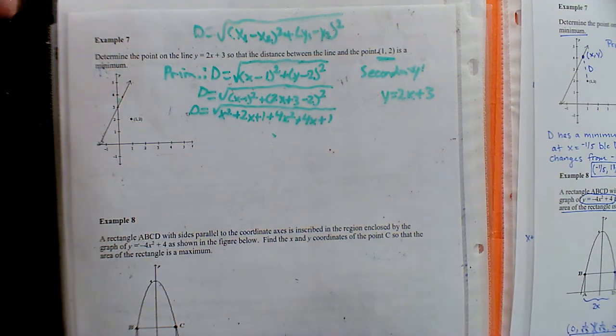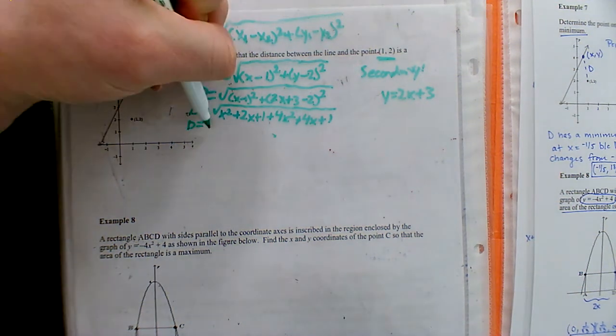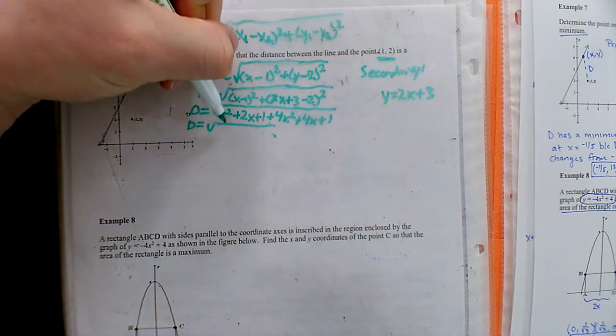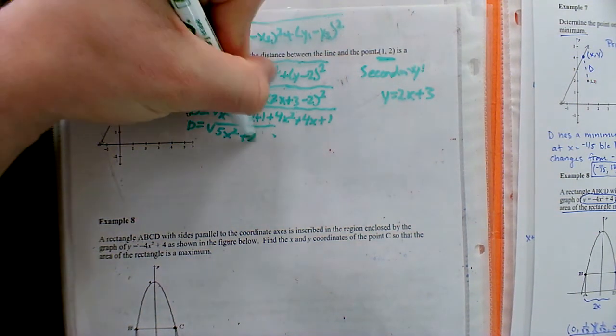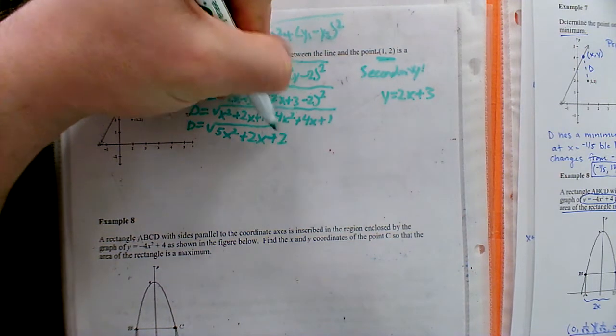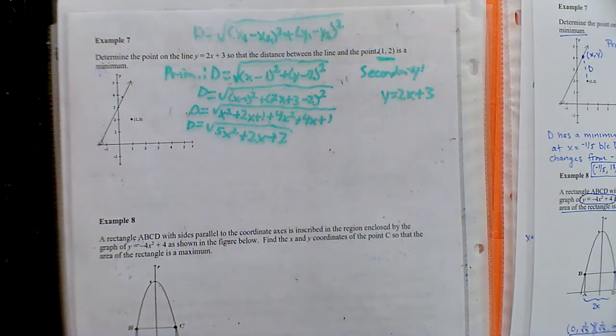Now there's some terms that we can combine together. Five x squared plus 2x plus 2. Good, Garrett? Is there something? You're good? All right. Now, we have our simplified version.